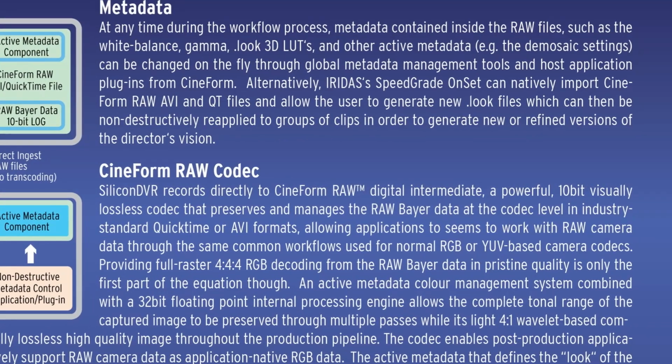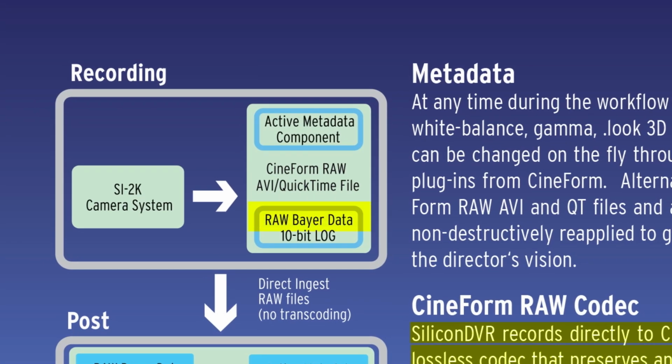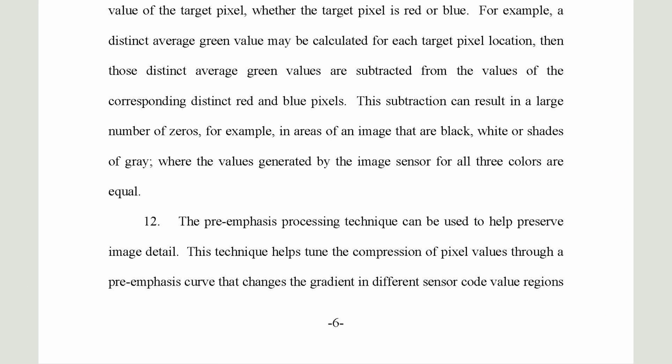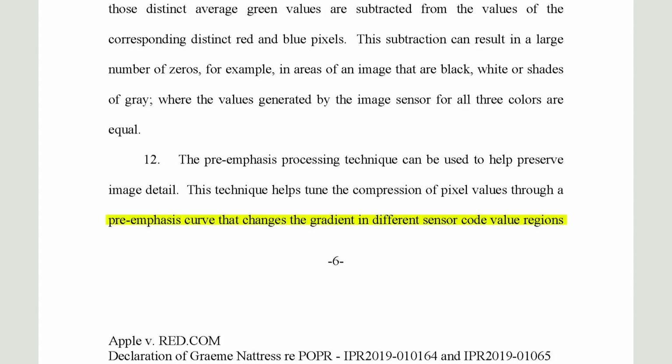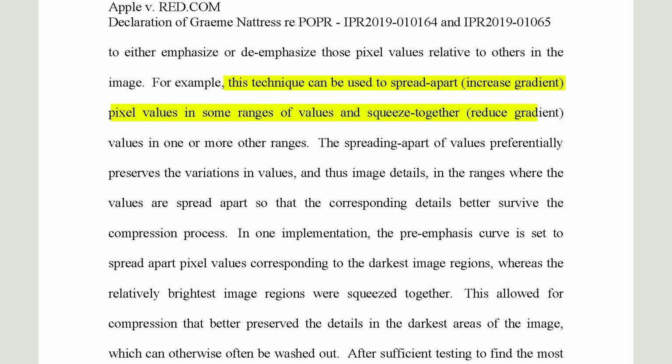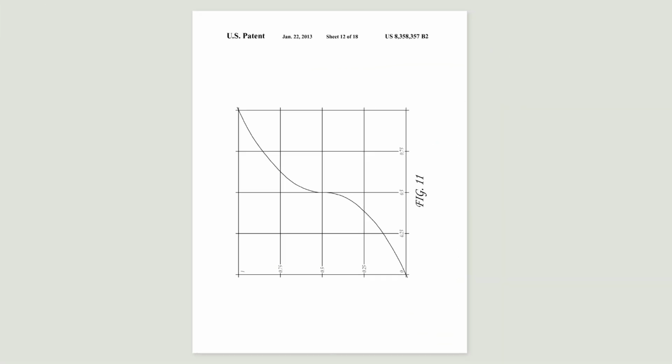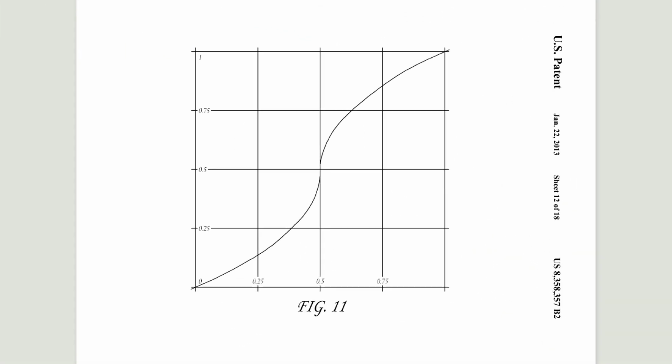Silicon DVR records directly to CineForm RAW Digital Intermediate, a powerful 10-bit visually lossless codec that preserves and manages the raw Bayer data at the codec level. And this 10-bit Bayer raw data can be recorded in log. We remember that Graham Nattrass assigned this to himself too. In his declaration he said, pre-emphasis curve changes the gradient in different sensor code value regions. This technique can be used to spread apart pixel values in some ranges and squeeze together values in other ranges, which is some sort of an attempt to take the ownership of the well-known log curve. So nothing in the Redcode was actually new.